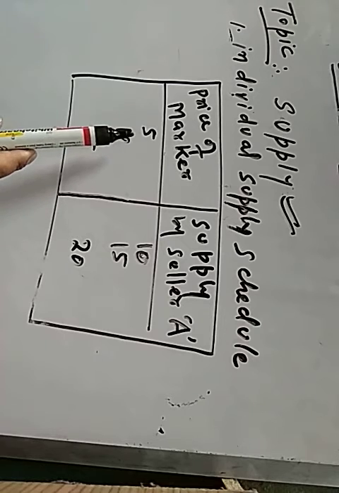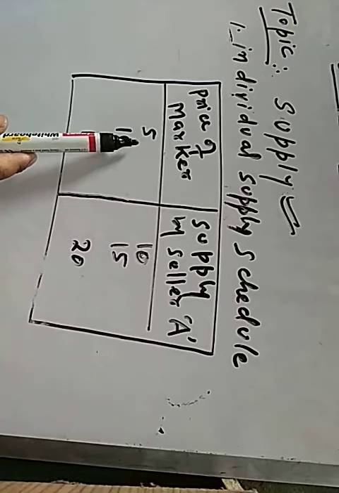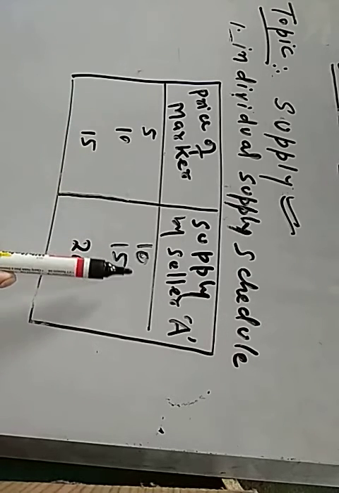In short, we can define supply schedule. It is the showing of supply in the form of a table which gives different prices of a commodity at which different quantities of the commodity are supplied. Now from this supply schedule we can obtain a supply curve.